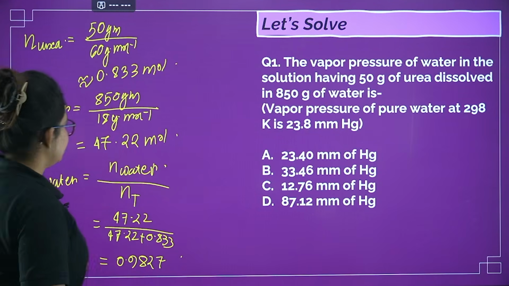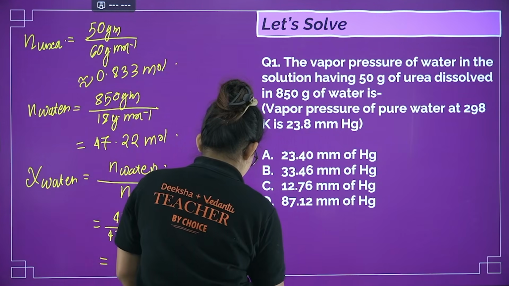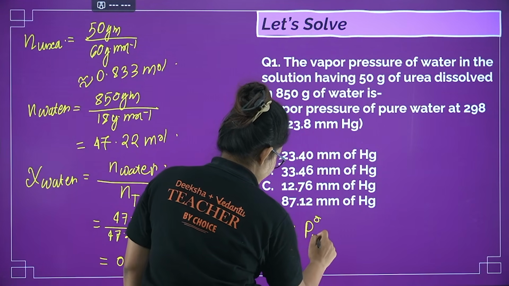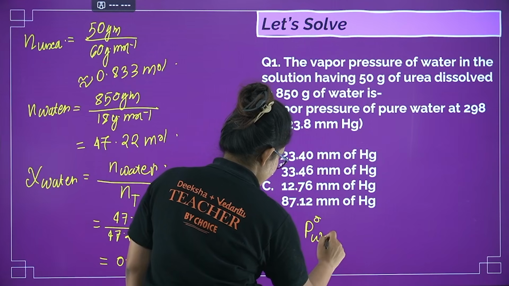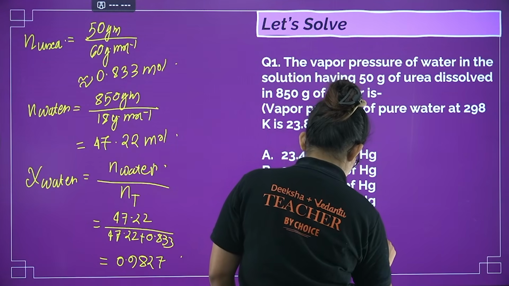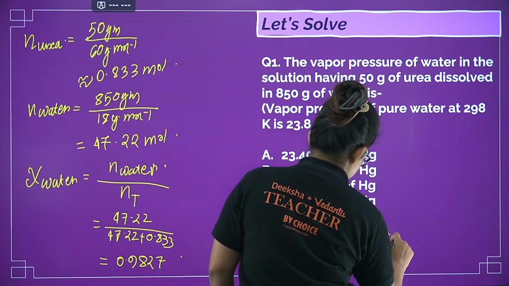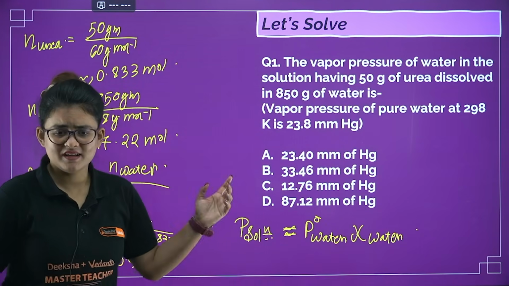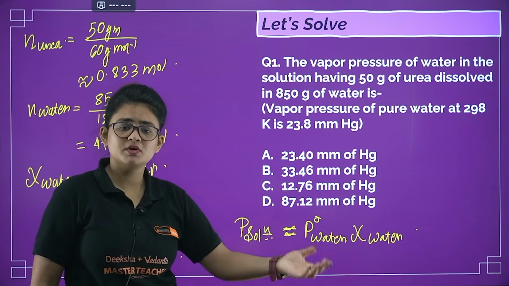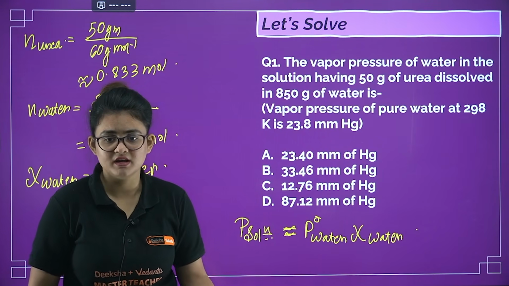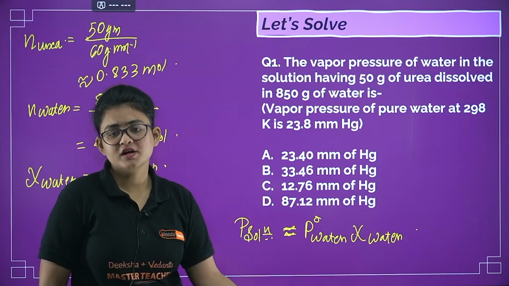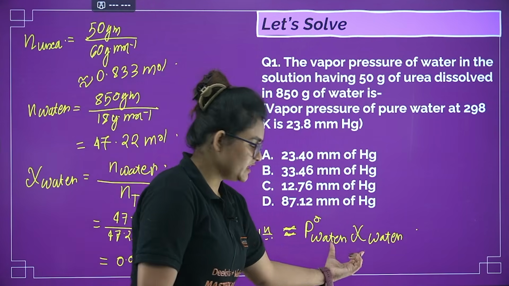Okay, so now let's calculate the pressure. So the pressure of the solution is nothing but P0 of water into the mole fraction of water, from Raoult's law, right? Here you can see I am adding urea, right? Urea is a non-volatile solute. It will not contribute to the vapor pressure, because it is non-volatile. So the total pressure of the solution comes only from water, because water is volatile. That's why I am taking only water.